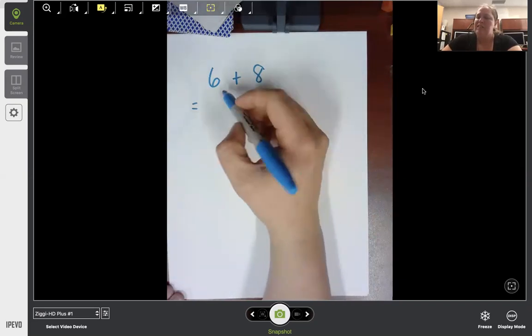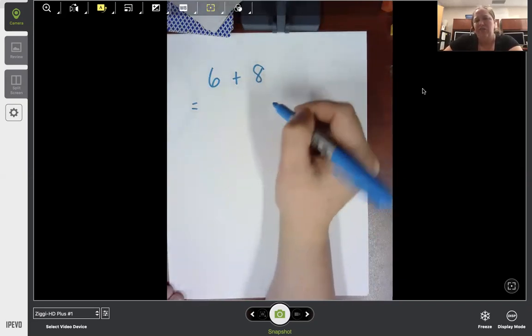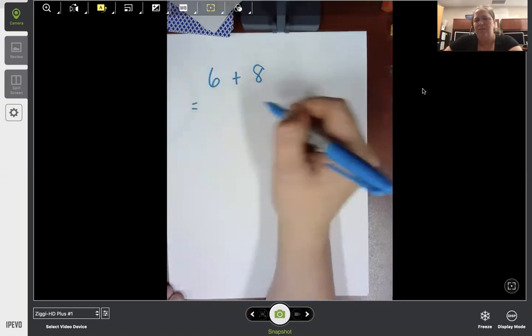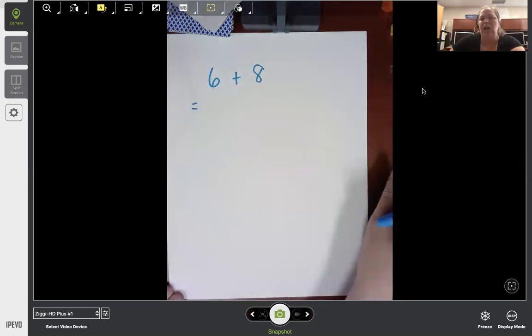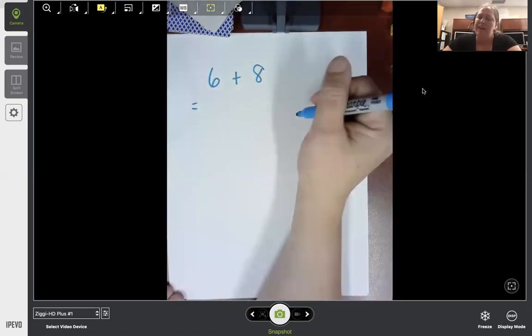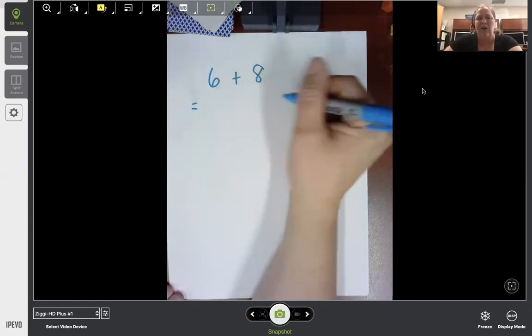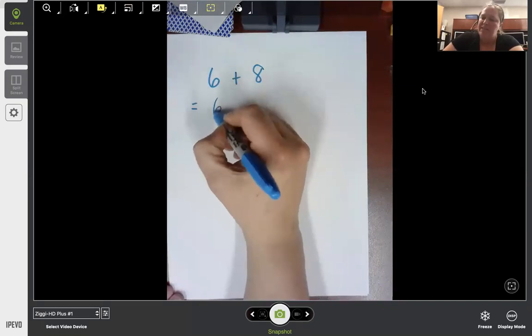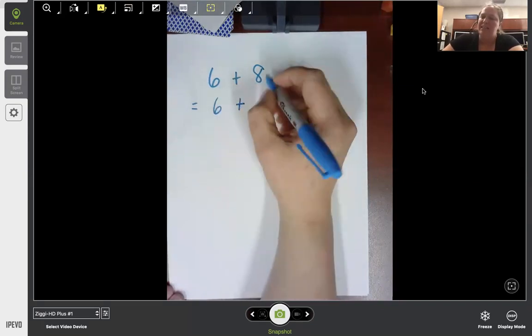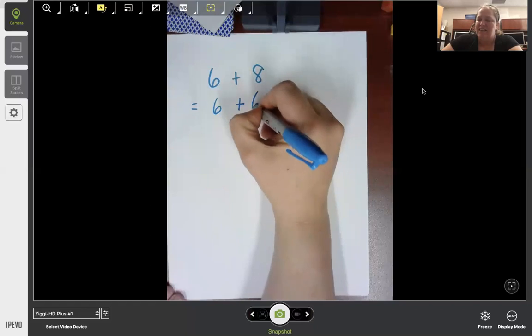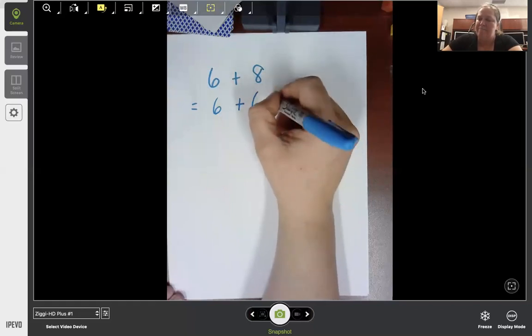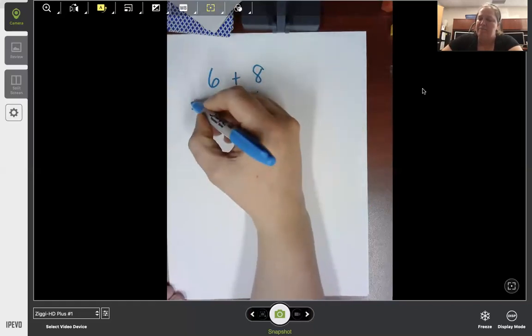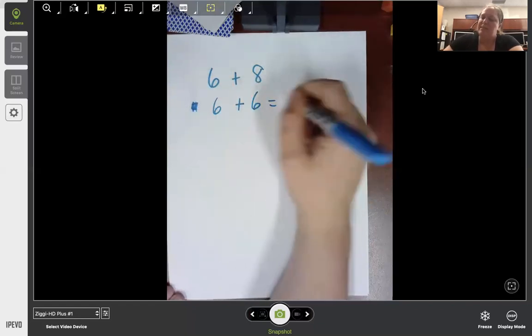So for Kale and for other students who already know this strategy and don't need the help of the 10 frame, what they might benefit from is seeing how mathematicians would write that thinking. So we have 6 plus 6, sorry, I did this one wrong. 6 plus 6 equals 12.